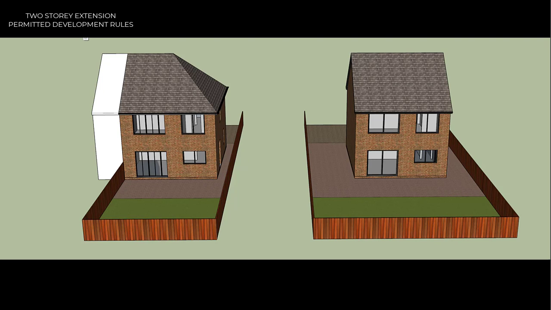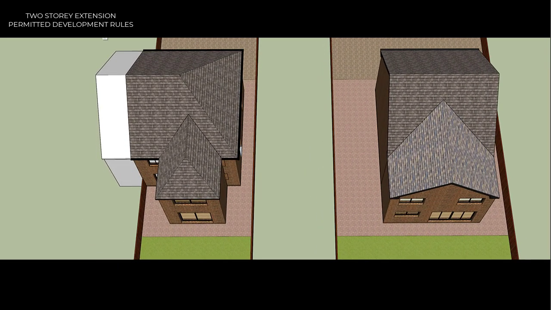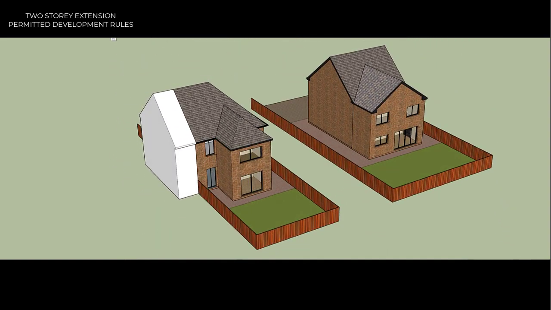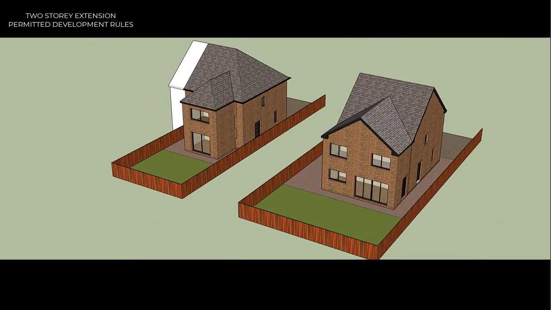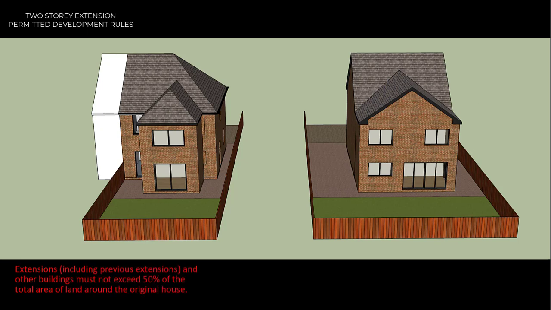Take those off, and if I now add a compliant rear extension to the house, a quick look at the angles of it so we can see what it looks like. The rules for two-storey rear extensions are as follows. The extension, including any previous extensions and any outbuildings, must not exceed 50% of the total area of land around the original house. So your garden space, once you've done all extensions, can't have more than 50% of it covered.